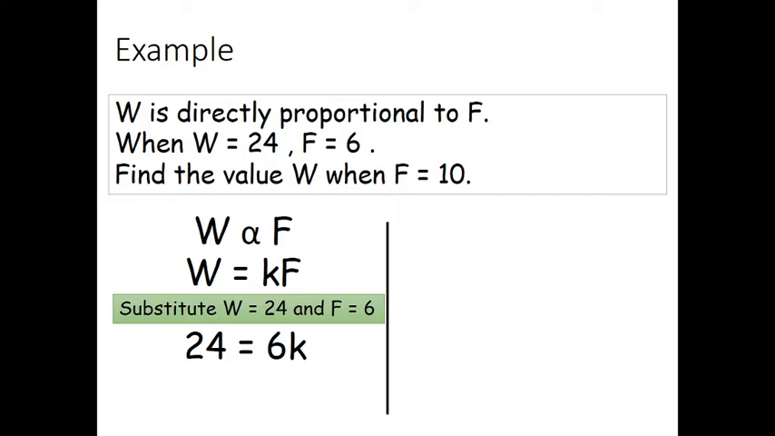24 divided by 6 gives you 4, so k equals 4. At this point, we're going to use that knowledge and put the 4 into the new part of the formula to find out what w is when f is 10.